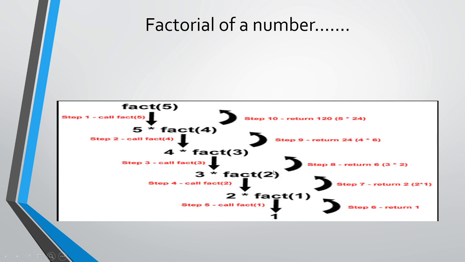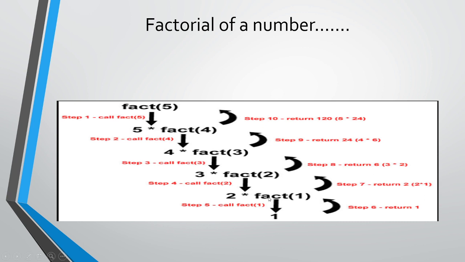Factorial of 2 should be performed, which means factorial of 3 should be paused and factorial of 2 is called. Factorial of 2 is executed. Again, 2 is greater than 1, so the else statement will be executed. 2 into factorial of 1 will be executed. So factorial of 2 will be paused and factorial of 1 will be called. Factorial of 1 is less than or equal to 1. The if statement is true for the first time, so it goes to the if statement and returns 1.